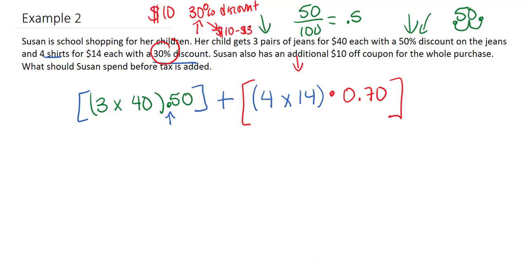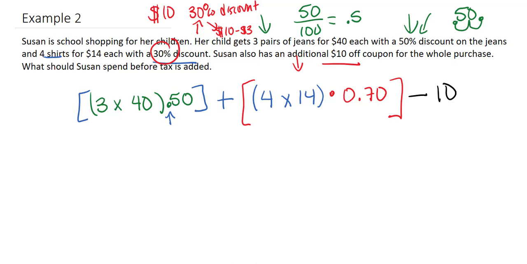So let's continue because we're not quite done setting up our problem. Then the last thing is that she has a $10 off coupon for the whole purchase. So that means we're going to need to subtract $10 off this total amount. Okay, so now we've set up our problem and we can start to solve.